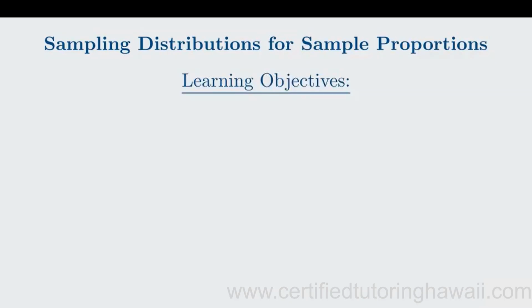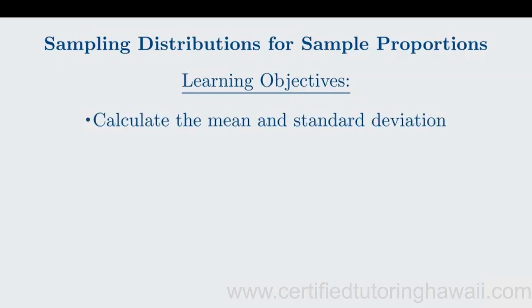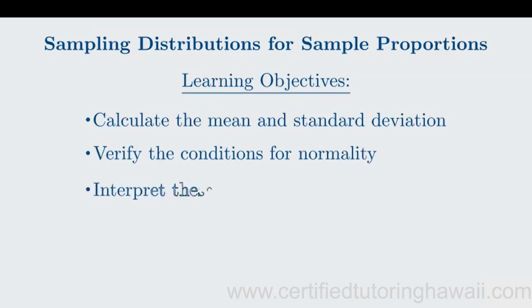Welcome to this lesson on sampling distributions for sample proportions. This is a foundational topic in AP Statistics that bridges the gap between descriptive statistics and inference. Our learning objectives are: 1. Calculate the mean and standard deviation of a sampling distribution. 2. Verify the conditions for normality. And 3. Interpret these values in context.